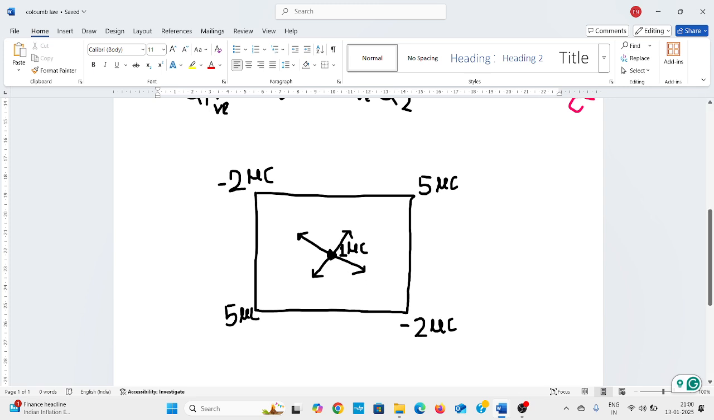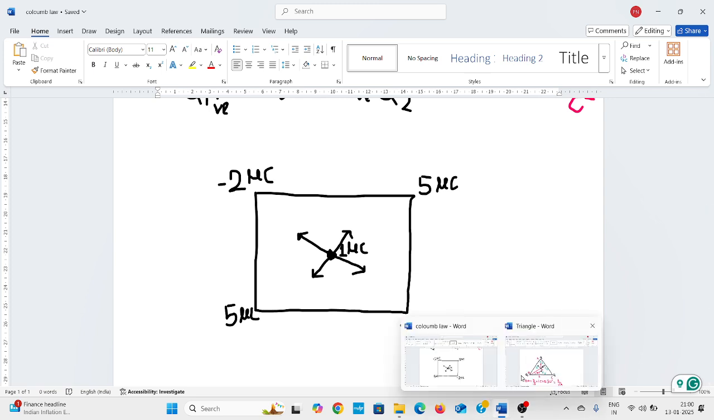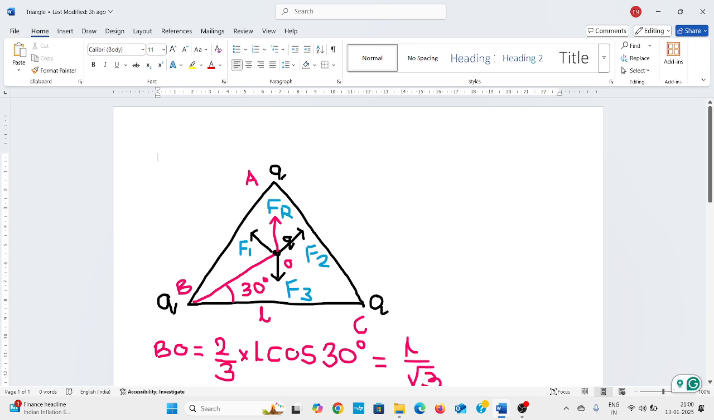We will see a triangle problem. We will calculate the forces. This is an equilateral triangle, and three point charges are placed at the vertices of the triangle and one point charge is placed at the centroid of the triangle. This question asks what the net force at the centroid is.